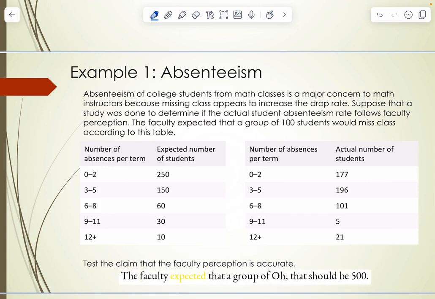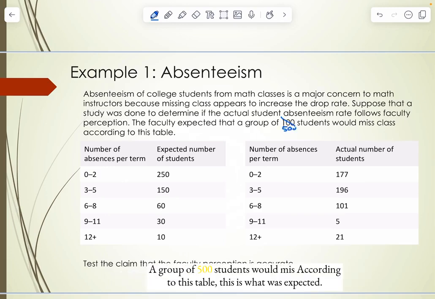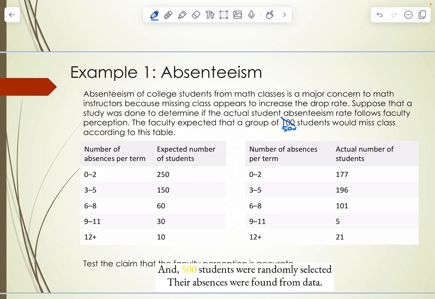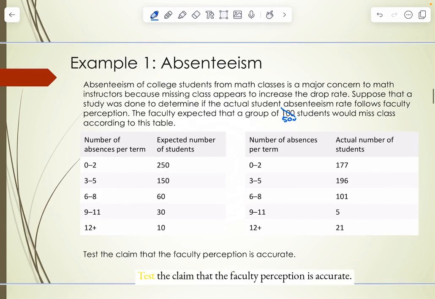The faculty expected that a group of, that should be 500, I forgot to change that, 500 students would miss, according to this table, this is what was expected. So about 250, about half, will miss 1 to 2 classes. 150 will miss 3 to 5 classes, and so on. A study was done, and 100 students were randomly selected. Their absences were found from data. Test the claim that the faculty perception is accurate.